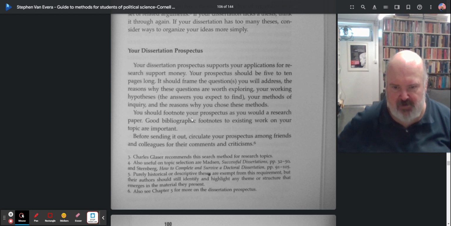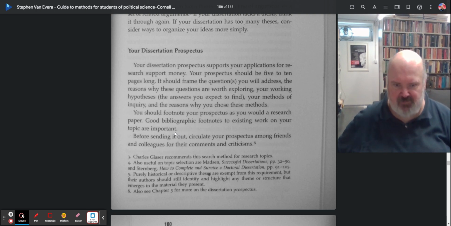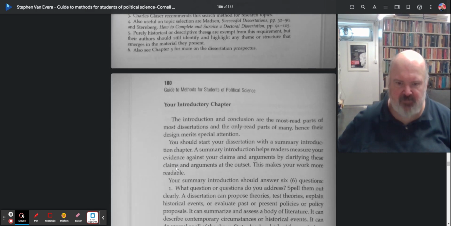You should footnote your prospectus as you would a research paper. Good bibliographic footnotes to existing works on your topic are important. So, in other words, do get your footnotes in your prospectus, and have good bibliographies. Footnotes explaining why the research you're dealing with matters, right? Before sending it out, circulate your prospectus among friends and colleagues for their comments and criticism, right?